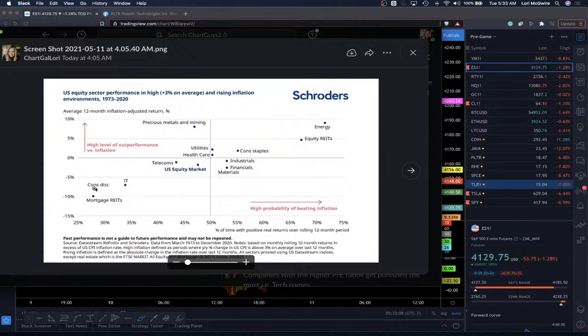Consumer discretionary, i.e. Amazon. IT, so all the technology companies, the FANGs. The U.S. equity market in general. Then precious metals and mining, they have a high level of outperforming the inflation, but not always beating inflation. So they would do slightly better than inflation, but not totally outperform it. So this explains what is going on in the market.